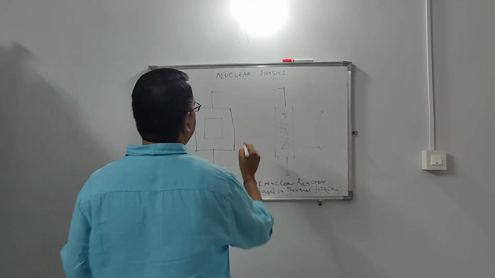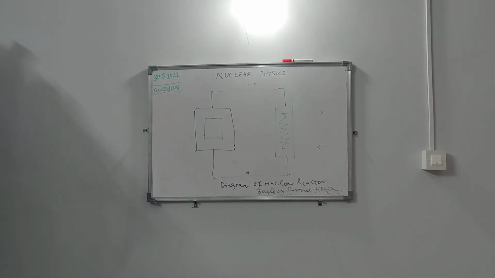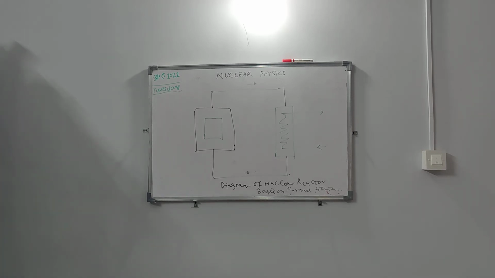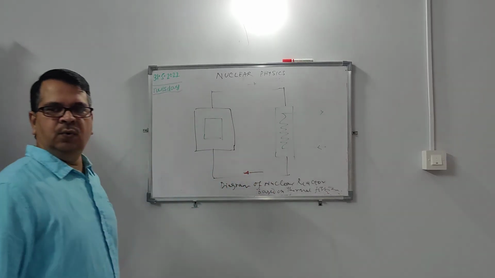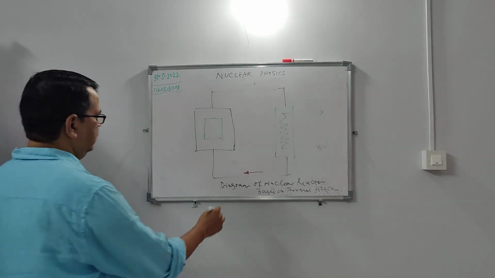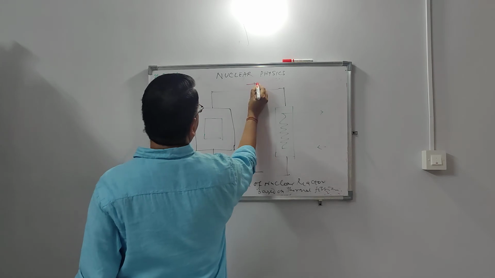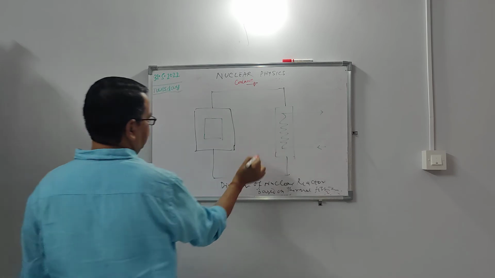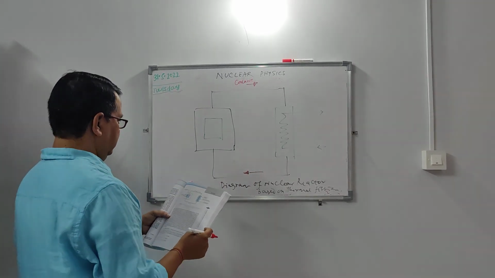So this is going, and this is coming like this. This is called coolant. Coolant is nothing but your water. So this is coolant, this is also coolant. So this is a closed circuit. The coolant enters this.